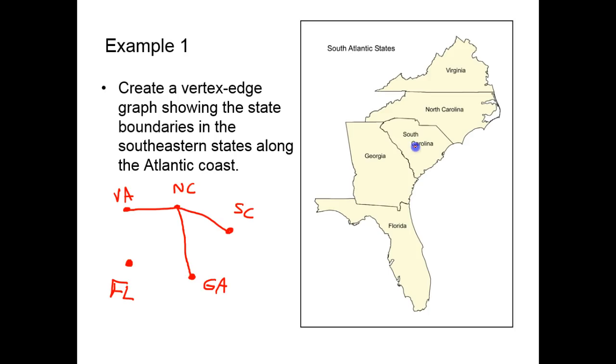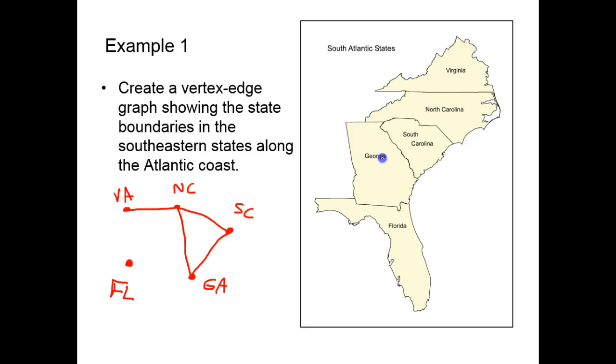So let's move on to South Carolina. South Carolina, of course, shares a border with North Carolina, which we've already covered, but it also shares a border with Georgia. So we will add this edge showing the connection between South Carolina and Georgia, the shared border. All right, so that's it for South Carolina, it only borders the two states.